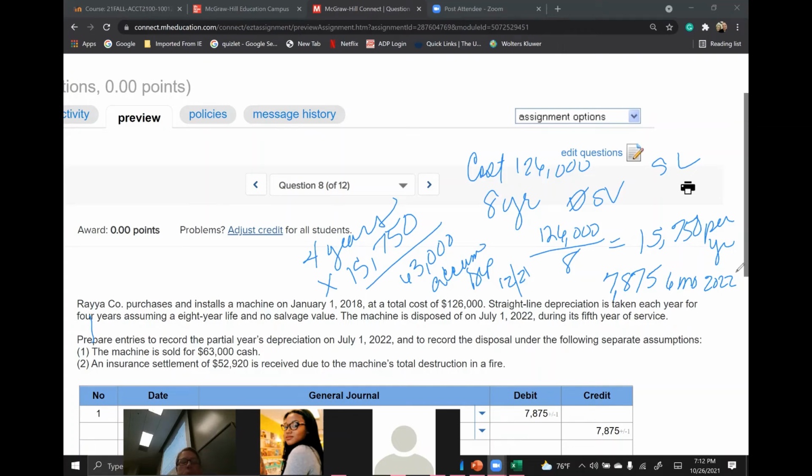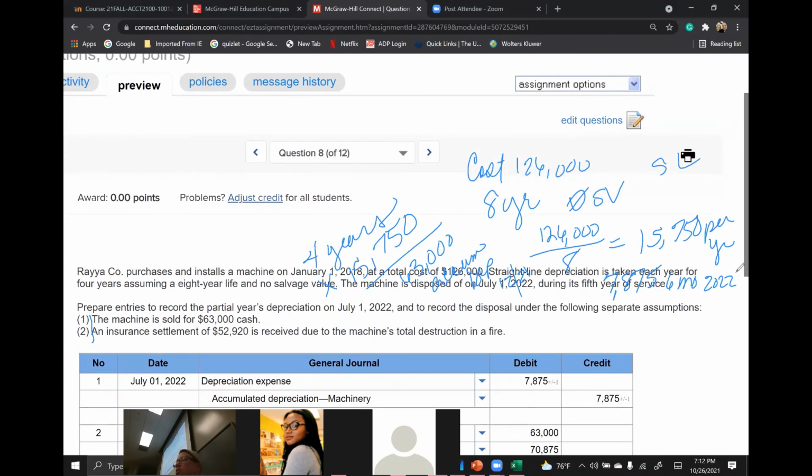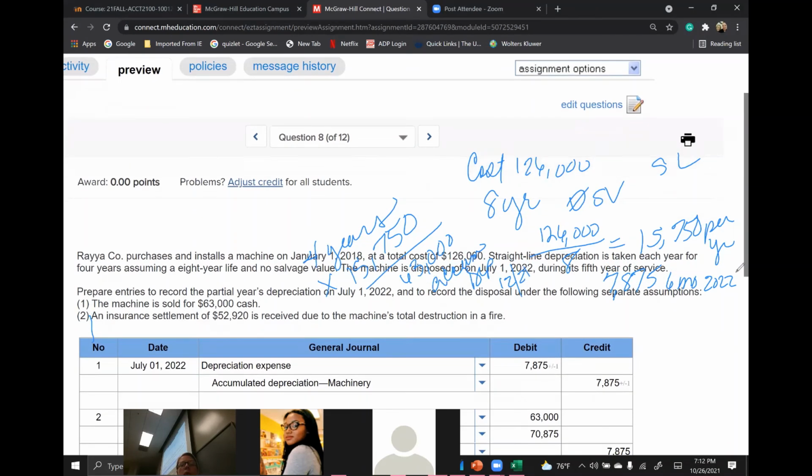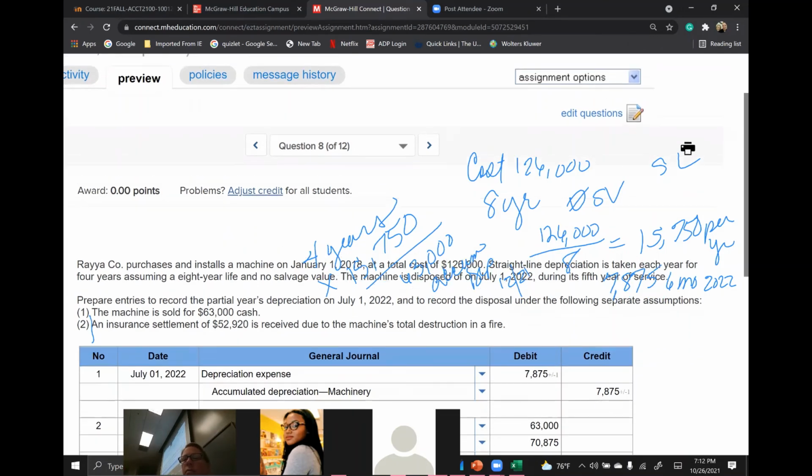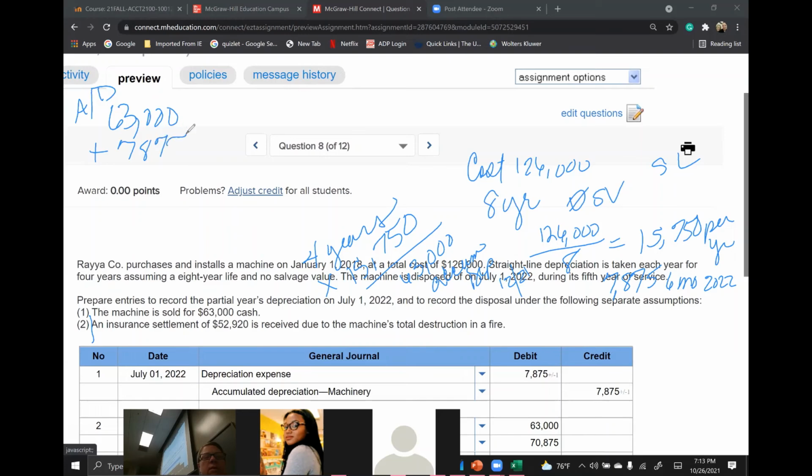Okay. So on July 1, I'm doing a depreciation expense of 7,875. Credit accumulated depreciation is 7,875. Okay, that's to get my entry on the books. So now, what is the net book value? Let's figure that out. So I had 63. This is my accumulated depreciation, okay? Plus the new amount of 7,875.